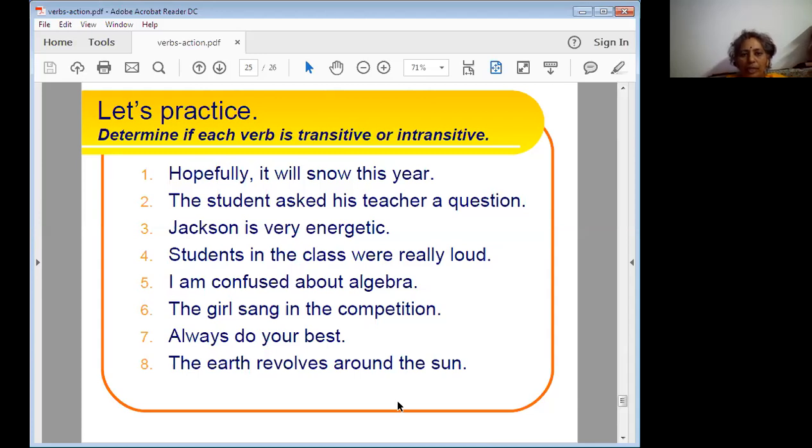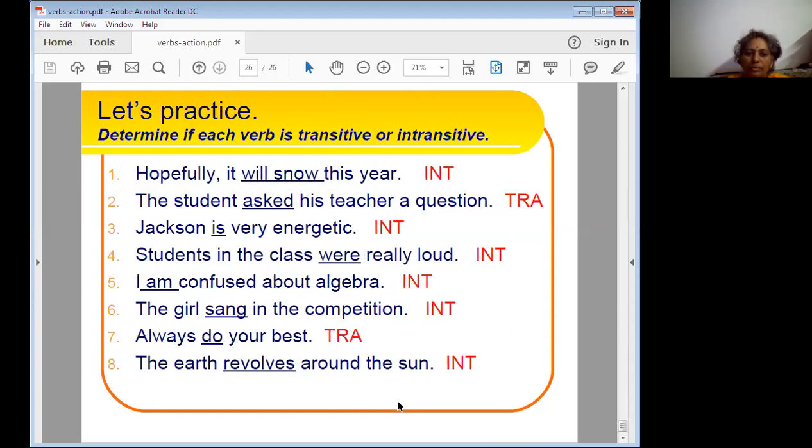Now we can take a practice in transitive and intransitive verbs. Hopefully it will snow this year. Same sentences we are using for practice. The student asked his teacher a question. Jackson is very energetic. Students in the class were really loud. I'm confused about algebra. The girls sang in the competition. Always do your best. The earth revolves around the sun.